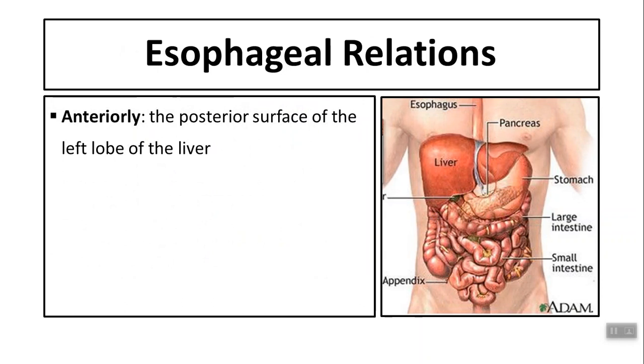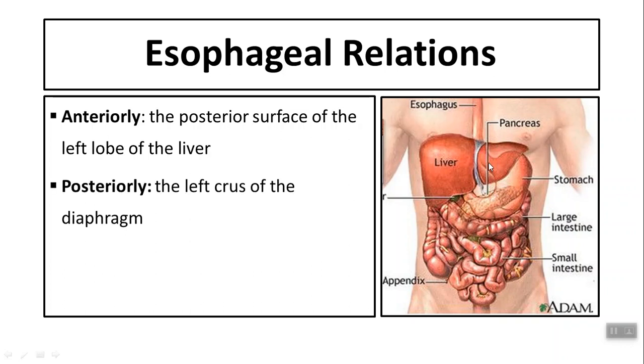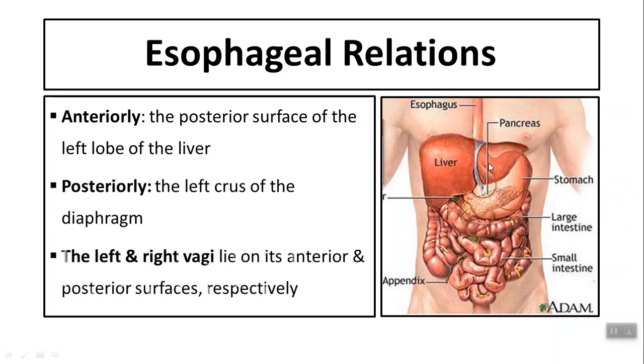What are the esophageal relations? We have the anterior relation. Anteriorly, the abdominal portion of the esophagus is related to the posterior surface of the left lobe of the liver. This is the left lobe of the liver, related to the abdominal portion of the esophagus anteriorly. Posteriorly, it is related to the left crus of the diaphragm, and the left and right vagi lie on the anterior and posterior surfaces of the esophagus.